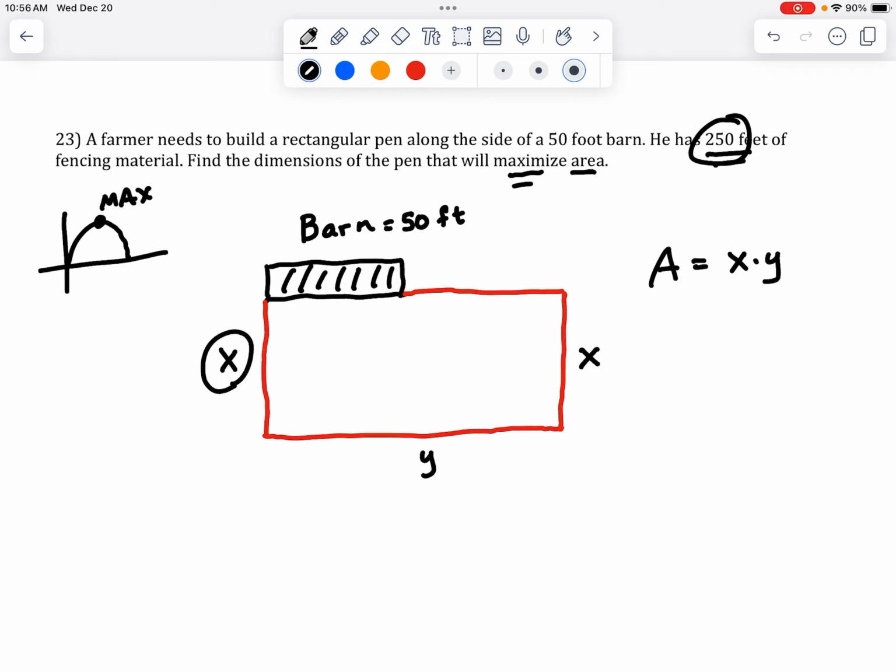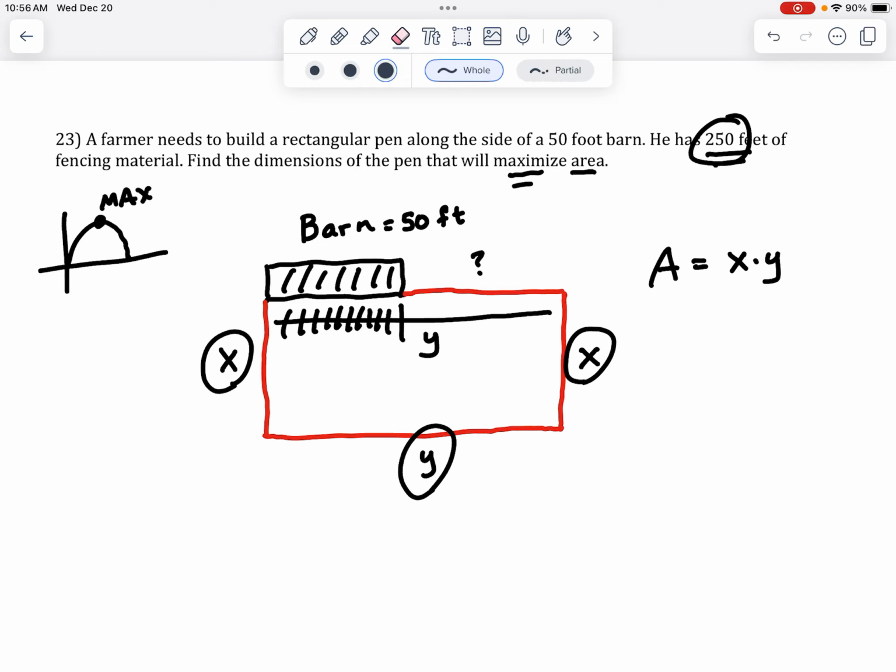So I know this side is x, this side is y, x, this side is y, and then what about this red part? Well, going all the way across, that would be y, but they don't have to build this part, so there's 50 feet that they don't have to build on that side because of the barn. So that means instead of this question mark, that's going to be y, but you can take off 50 feet.